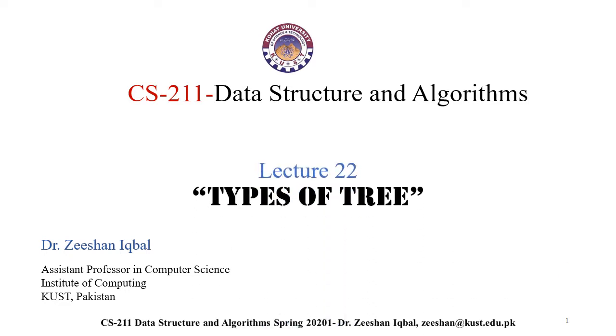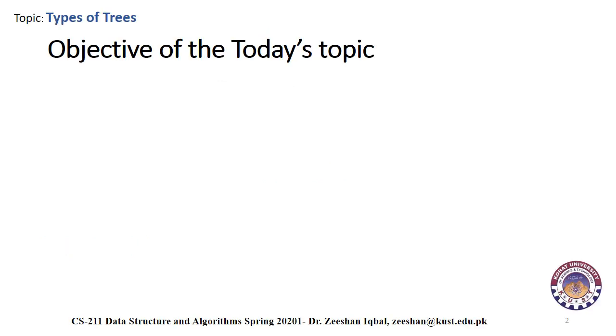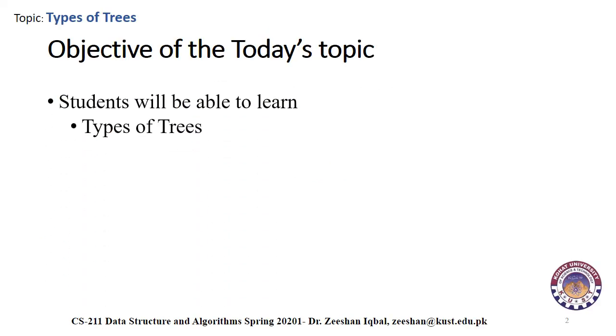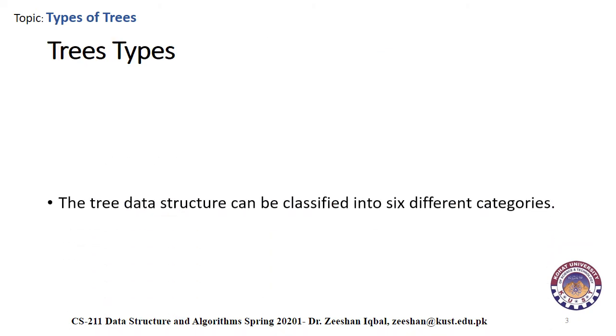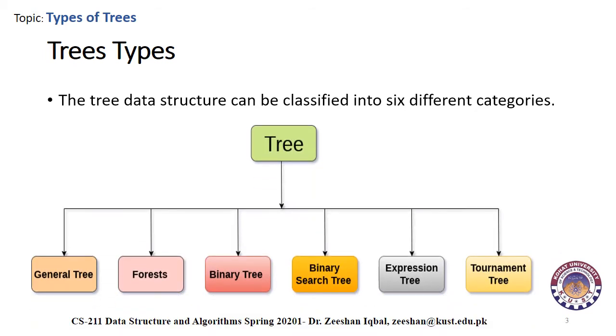Today is our lecture number 22, in which we will talk about the types of trees. Today, students will be able to learn different types of trees, including general trees, forest trees, binary search trees, expression trees, and tournament trees. These are the main types of trees used in data structures. I will explain them one by one in the coming slides.